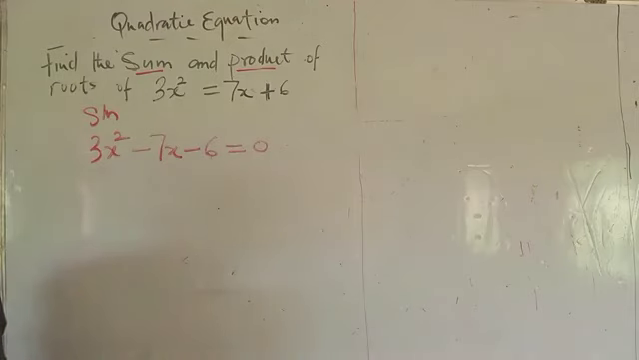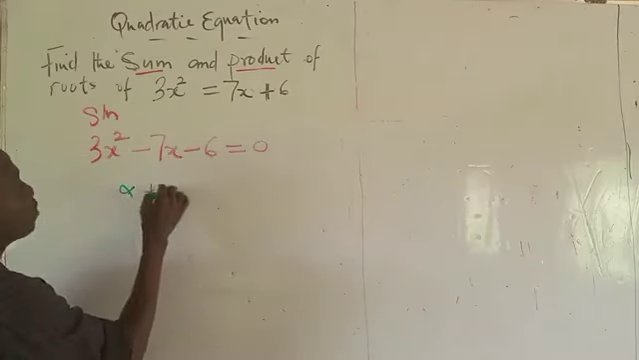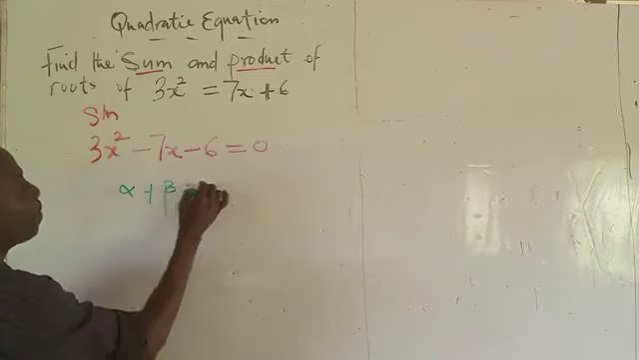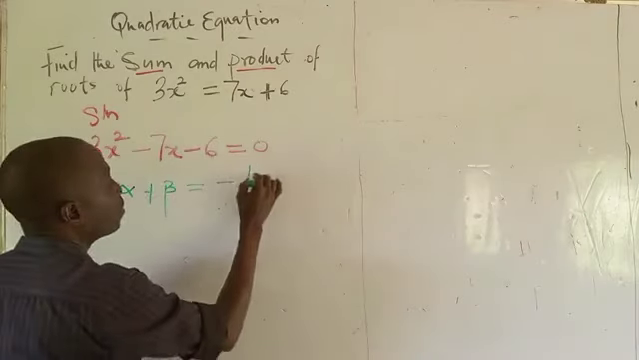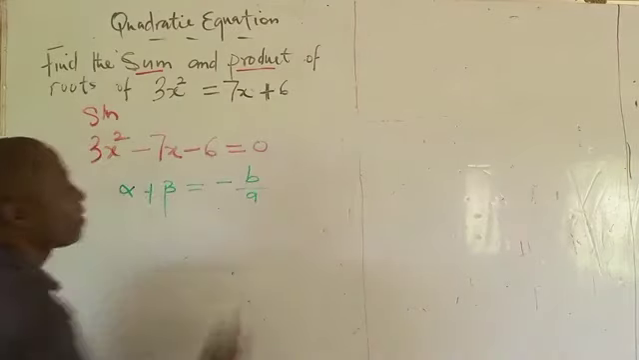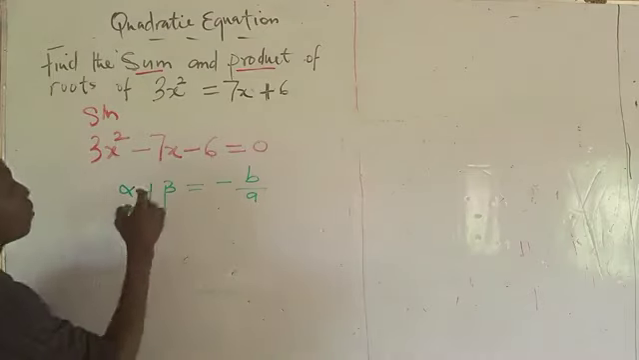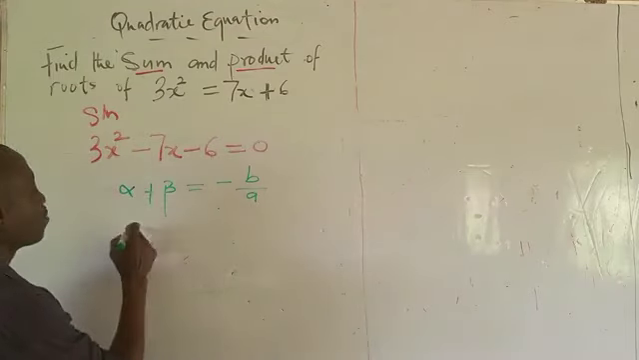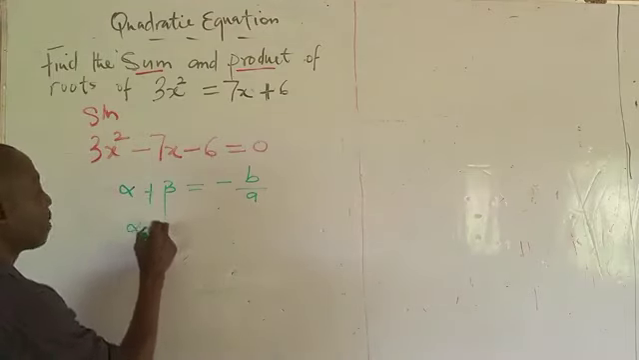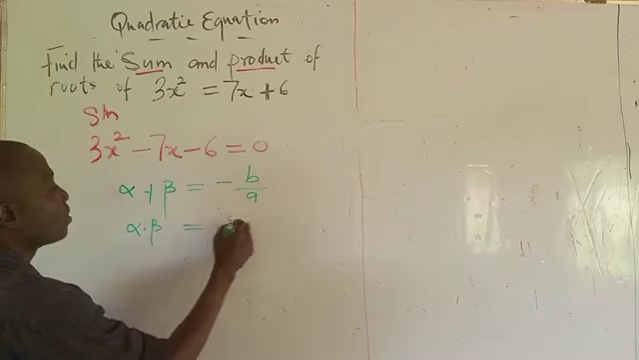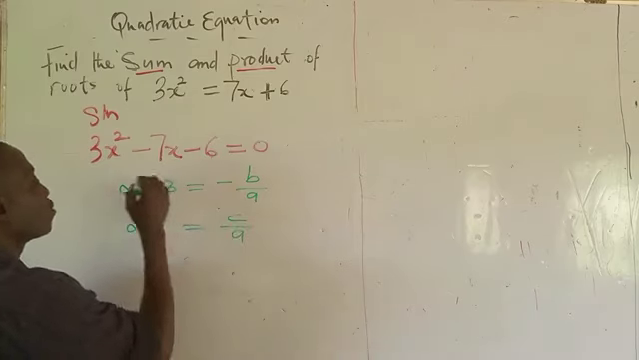There is a formula that says alpha plus beta equals minus b over a. This is what we use for the sum. And for the product, alpha times beta becomes c over a. So you must note this.